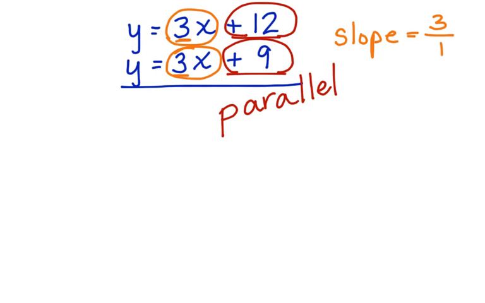Because they will never intersect, we can't find a point of intersection that would work as the solution for both of these equations. So we can say that this is an inconsistent system.